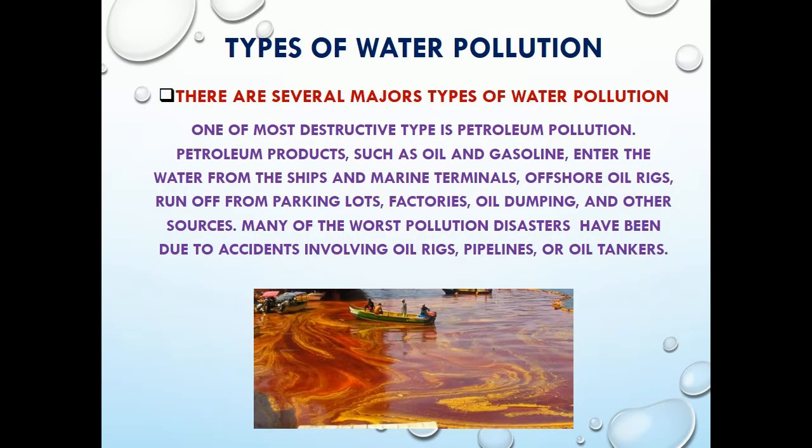Types of water pollution. There are several major types of water pollution. One of the most destructive types is petroleum pollution. Petroleum products, such as oil and gasoline, enter the water from ships and marine terminals, offshore oil rigs, runoff from parking lots, factories, oil dumping, and other sources. Many of the worst pollution disasters have been due to accidents involving oil rigs, pipelines, or oil tankers.